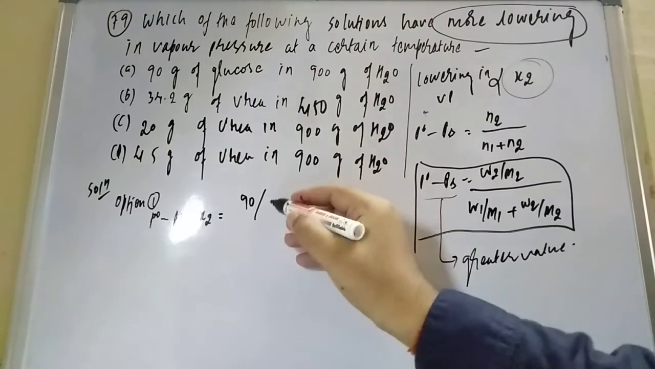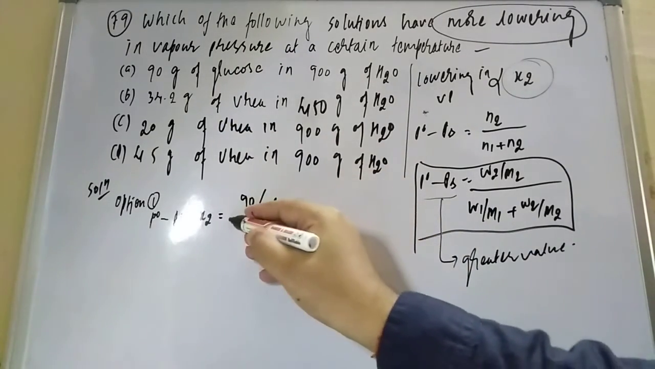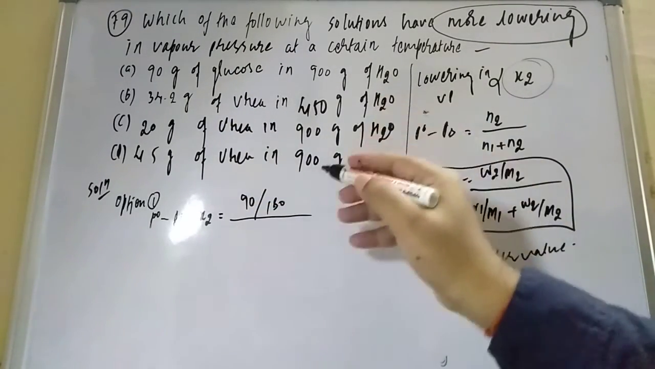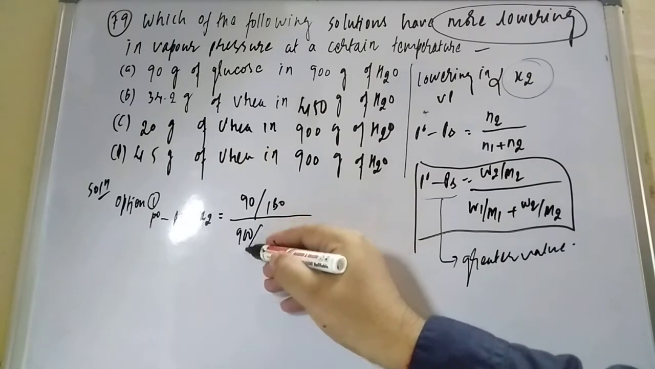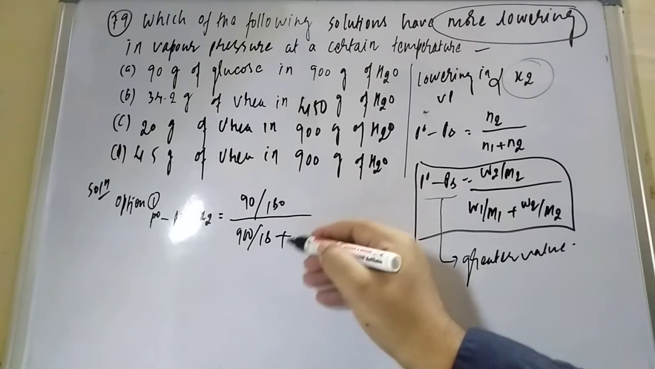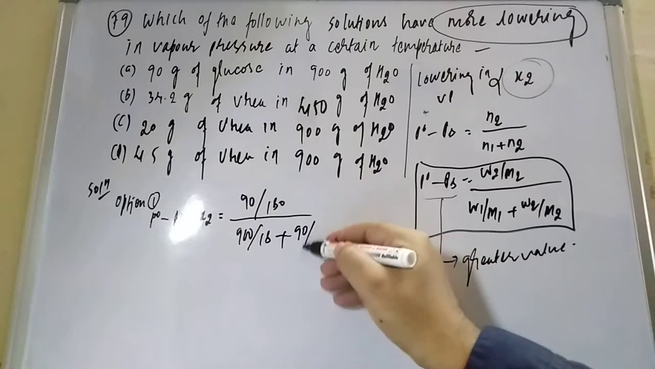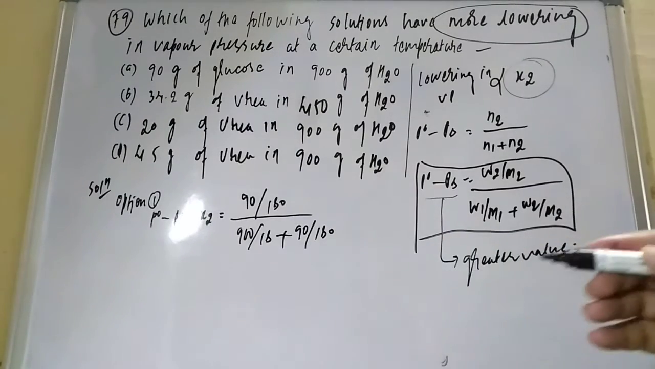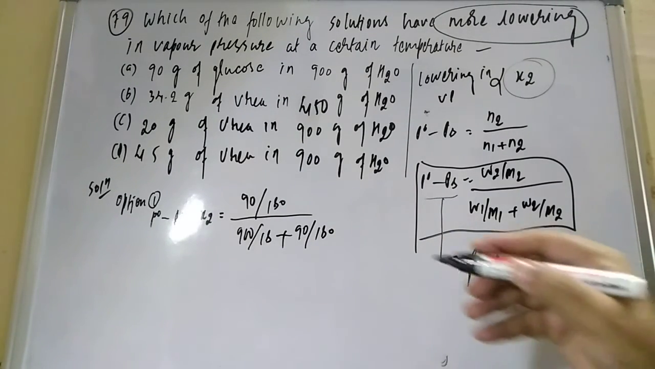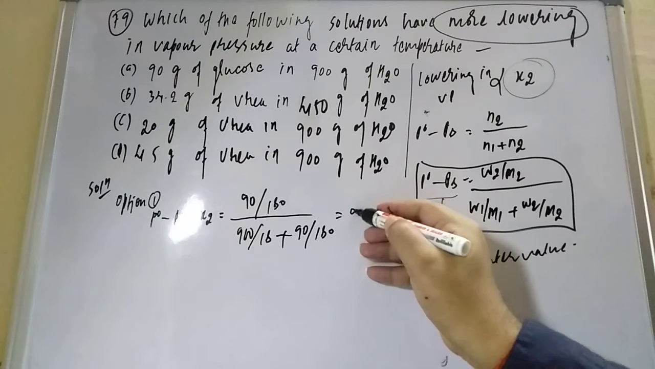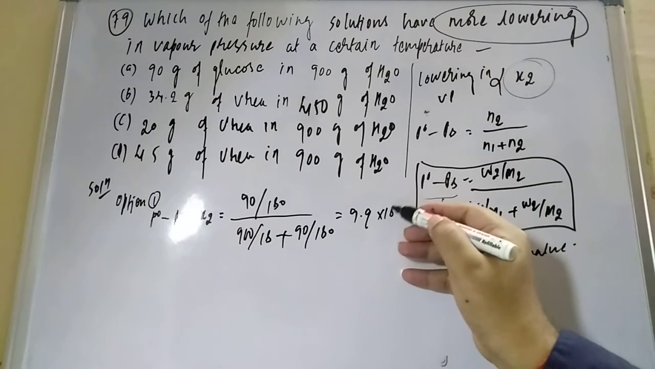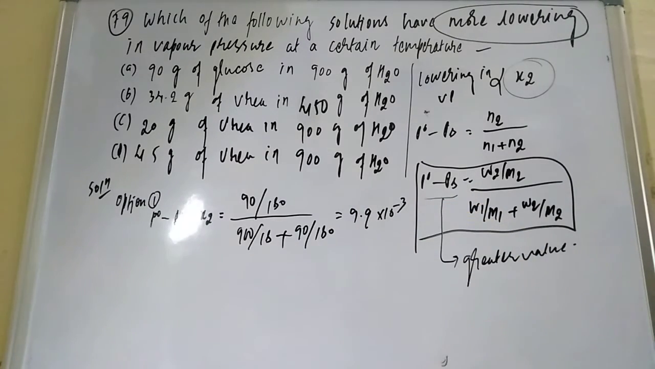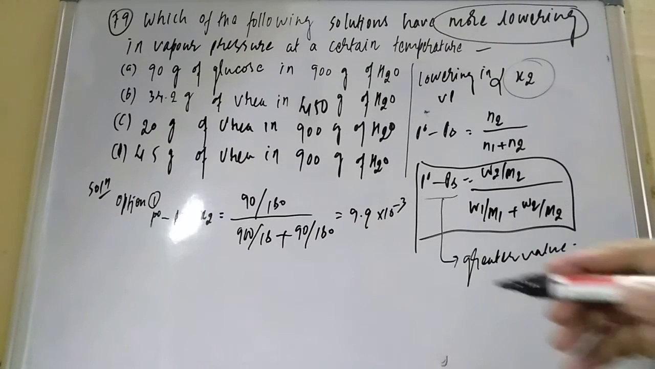Urea, that is glucose. The molar mass of glucose is 180, divided by 900 upon molar mass of water, which is 18, plus 90 upon 180. If you do the calculation, student, it comes to 9.9 into 10 power minus 3. This is okay. Now you check option 2.